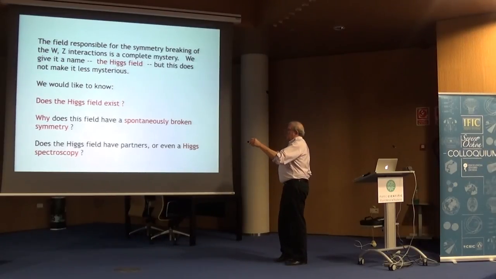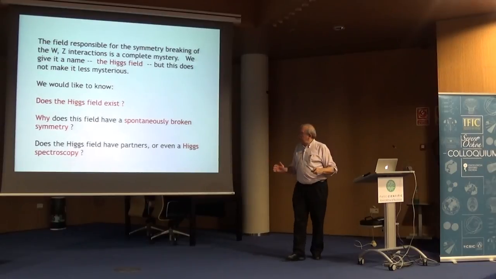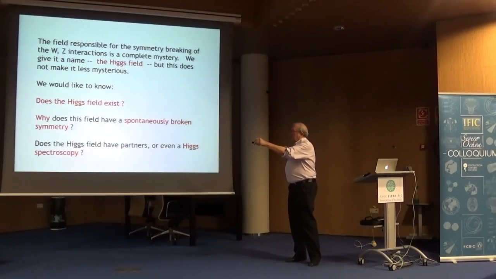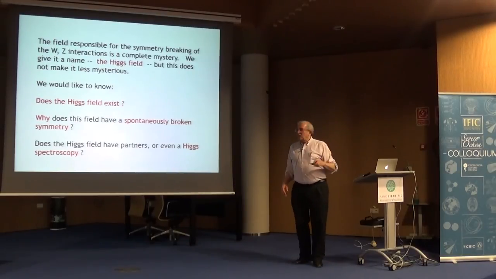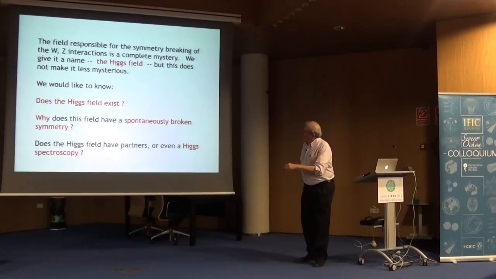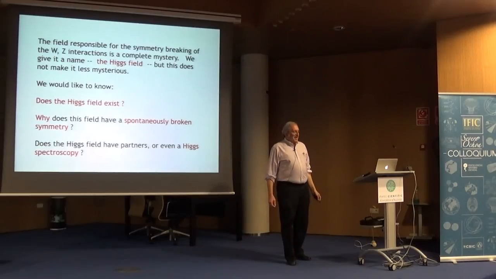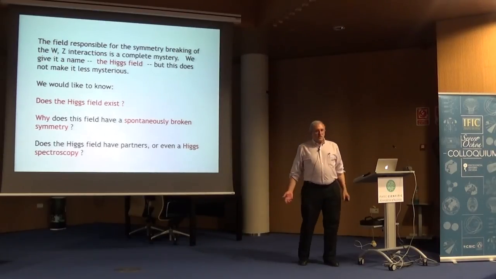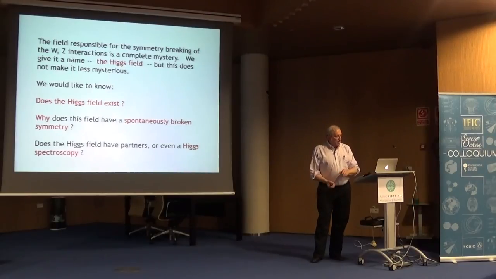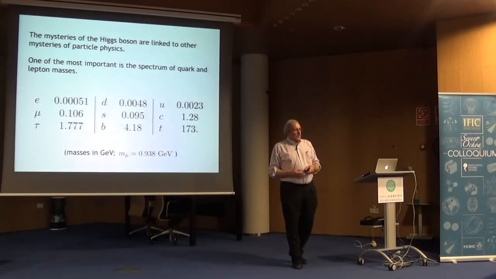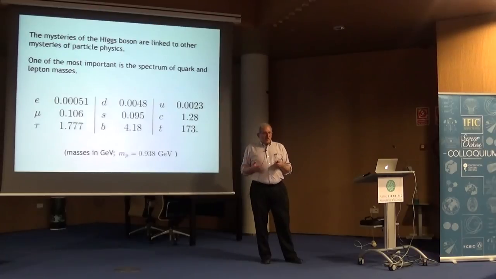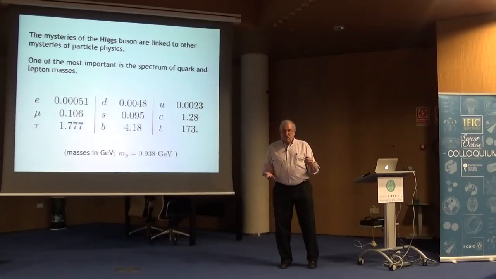So first of all, does it exist? We now know that this field exists. Why does this field have a spontaneously broken symmetry? To give you the short answer, the long answer is the rest of the lecture, we have no clue. And does the Higgs field have partners? And is there maybe even a Higgs spectroscopy? This is something we would definitely find out in the future. But right now, again, we have no clue what the answer is to this last question. Now, these mysteries are linked to other mysteries of particle physics, which are going to come up as we discuss the properties of the Higgs boson.